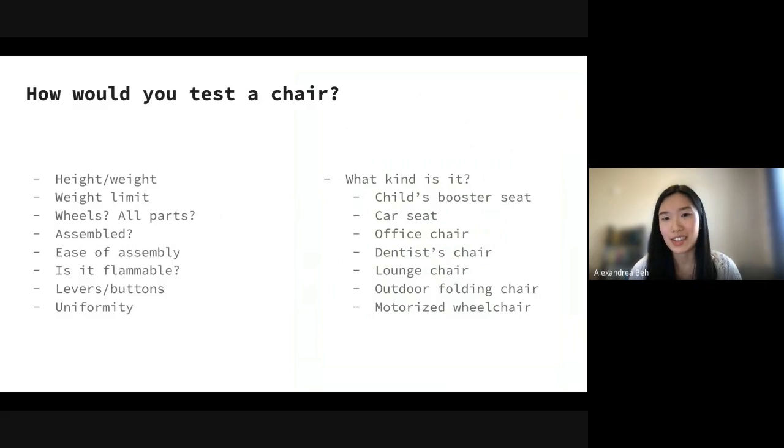So something I didn't say. What kind of chair is it? Is it a booster seat, office chair, dentist chair, motorized wheelchair? All very different functions. It's a little bit of a trick question. I know, I tricked you.